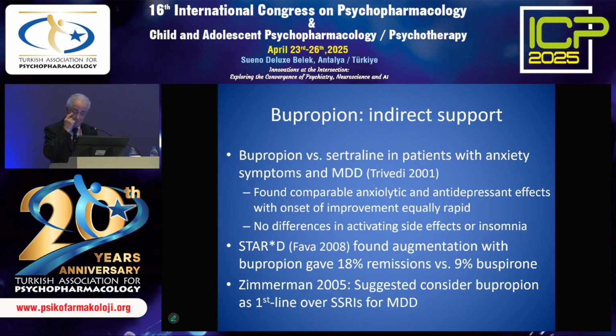Well, it wasn't true. And studies like this, and some of this data, have suggested to Mark Zimmerman, my colleague from Brown University in Rhode Island, that we should have bupropion as our first-line SSRI for depression.